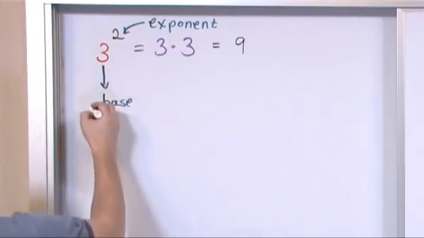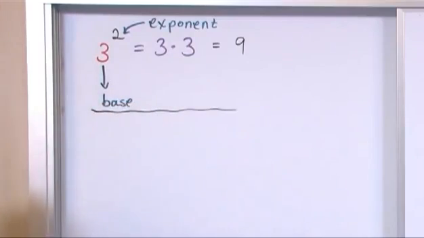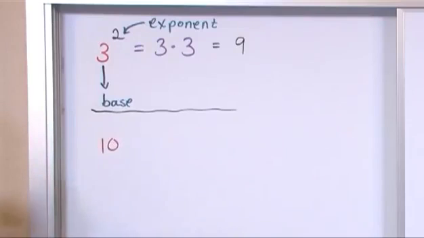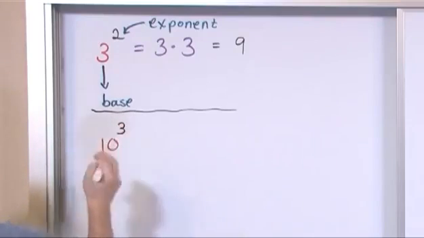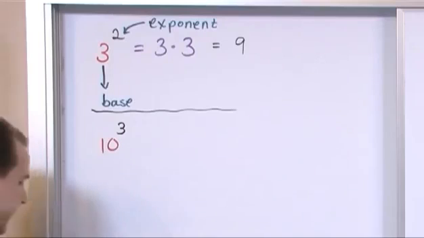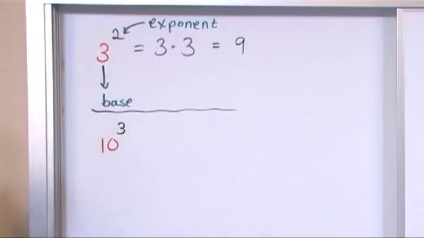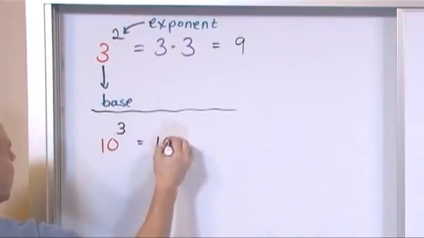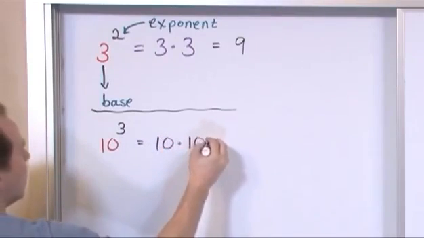Okay, so let's go and just get our feet wet with a few other problems. Let's say we had the number 10 raised to the power of 3. What would that mean? Well, it's the same exact thing. When we have something like this, the base number is what's actually multiplied by itself. So it's 10 times 10 times 10.